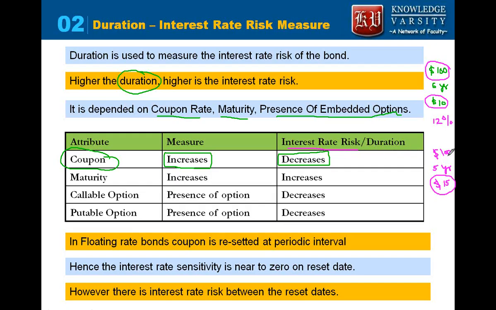Similarly, if I have this bond and I have the same bond, but the maturity is 10 years, what can be said is that this $100 is being exposed for more years to the interest rate fluctuation. So when maturity increases, the interest rate risk should also increase, or the duration should increase.